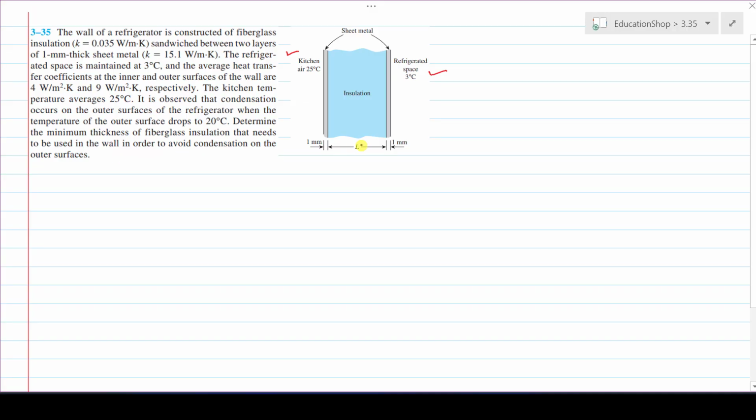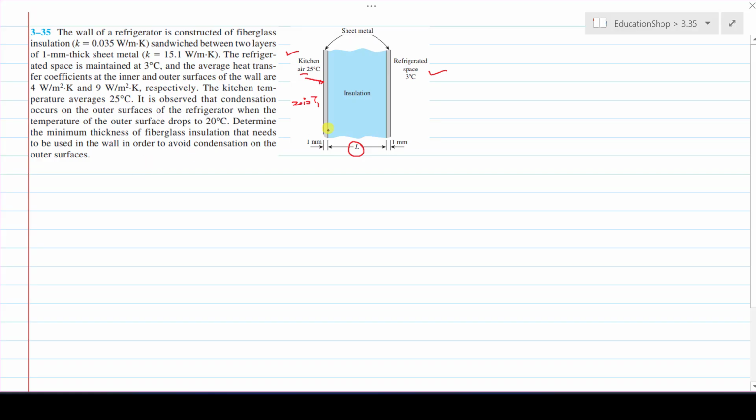We need to calculate this thickness of the insulation in order to avoid condensation at the outer surface of the wall. Outer surface temperature is T1, that is given, that is 20 centigrade, and the kitchen temperature is 25 centigrade. So when the heat is transferred from higher temperature towards lower temperature, the temperature drops from 25 centigrade to 20 centigrade at the outer surface of the sheet metal. Let me write the data that is given in this statement.